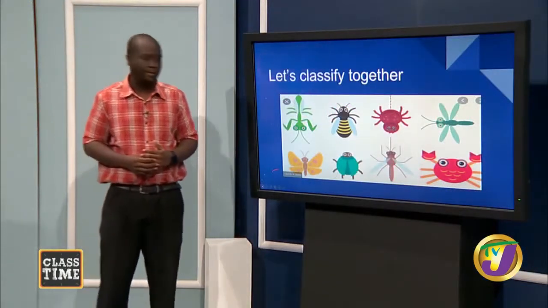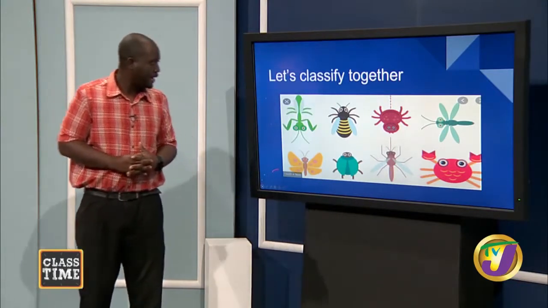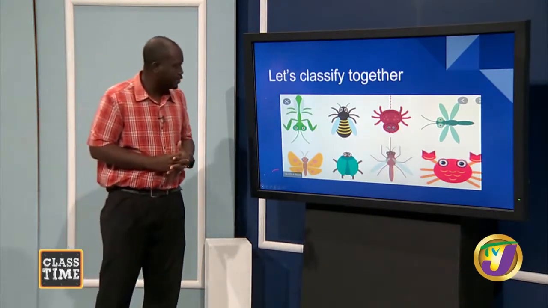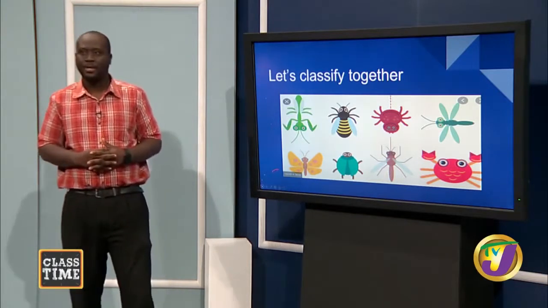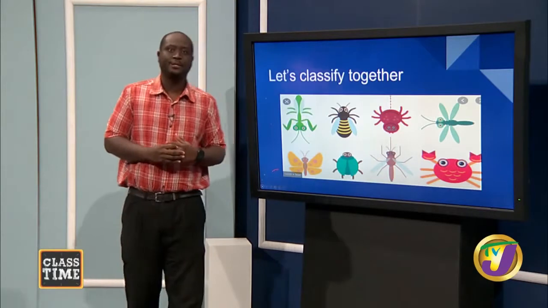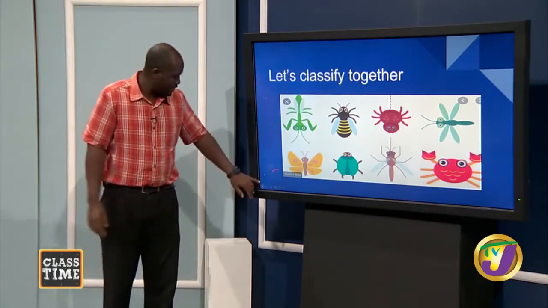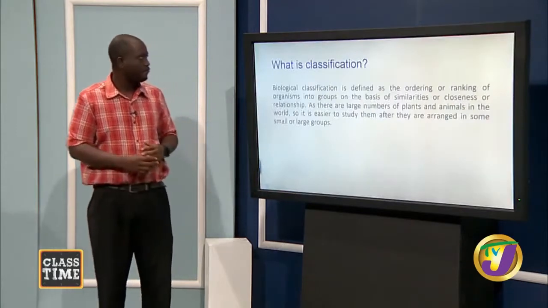I'm sure you can find many other features that can be used to place them in different groups, such as the number of legs. Some have 8 legs, there are some with 6 legs, and so forth. So classification is not something that is hard. Right? You can do it. So it's not anything to get apprehensive about.